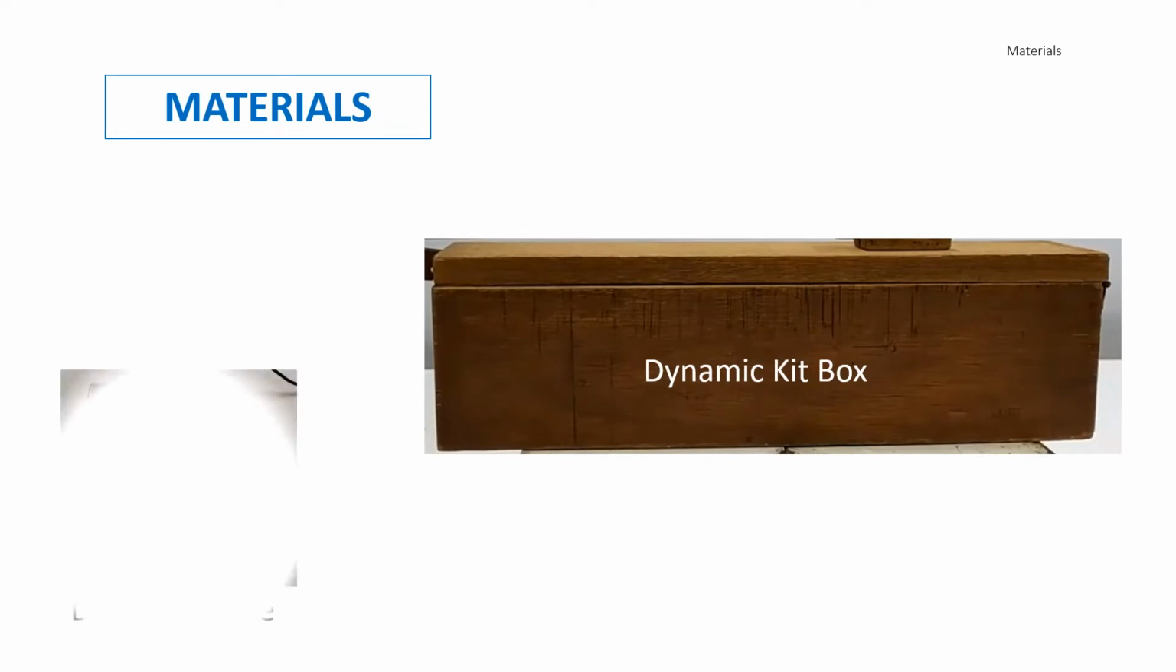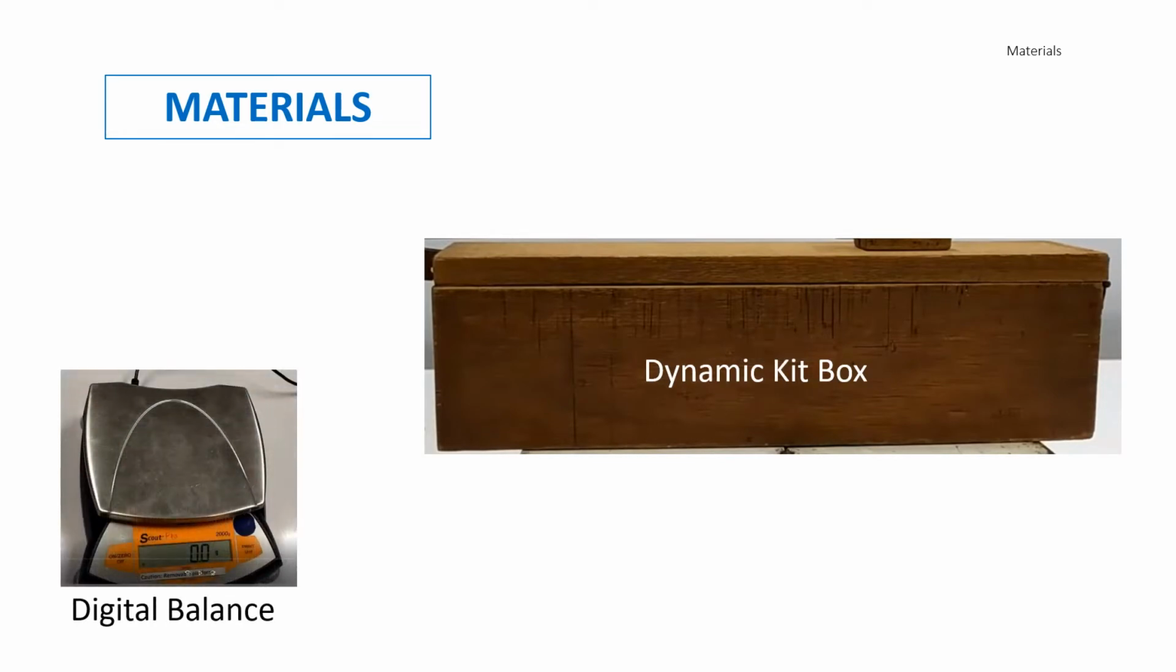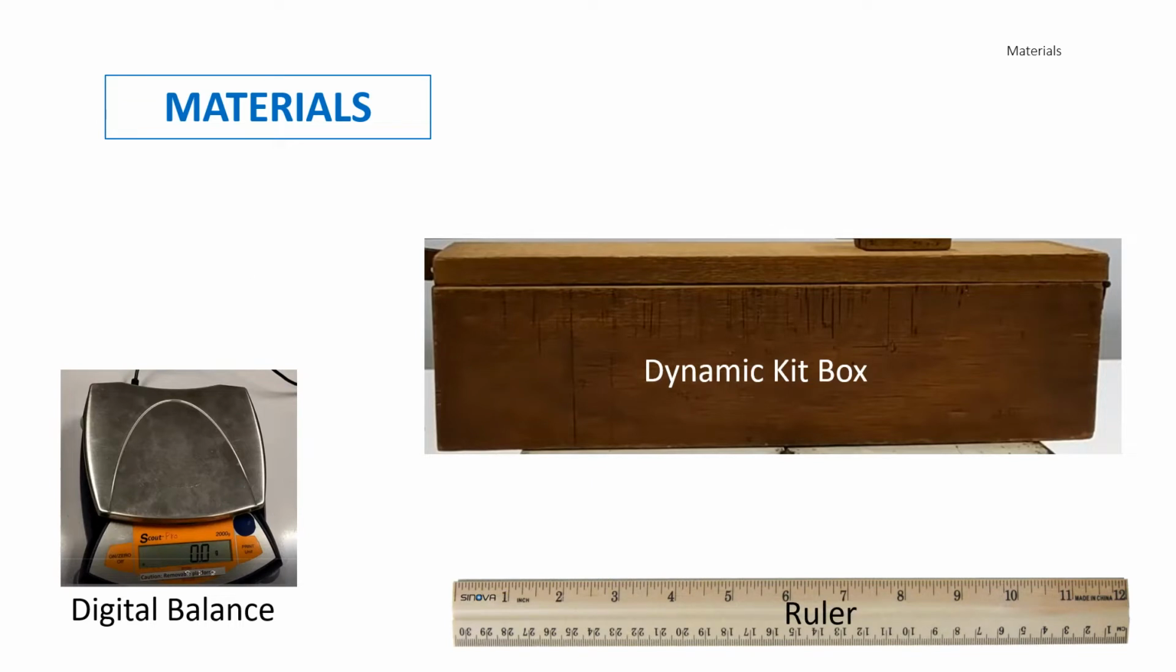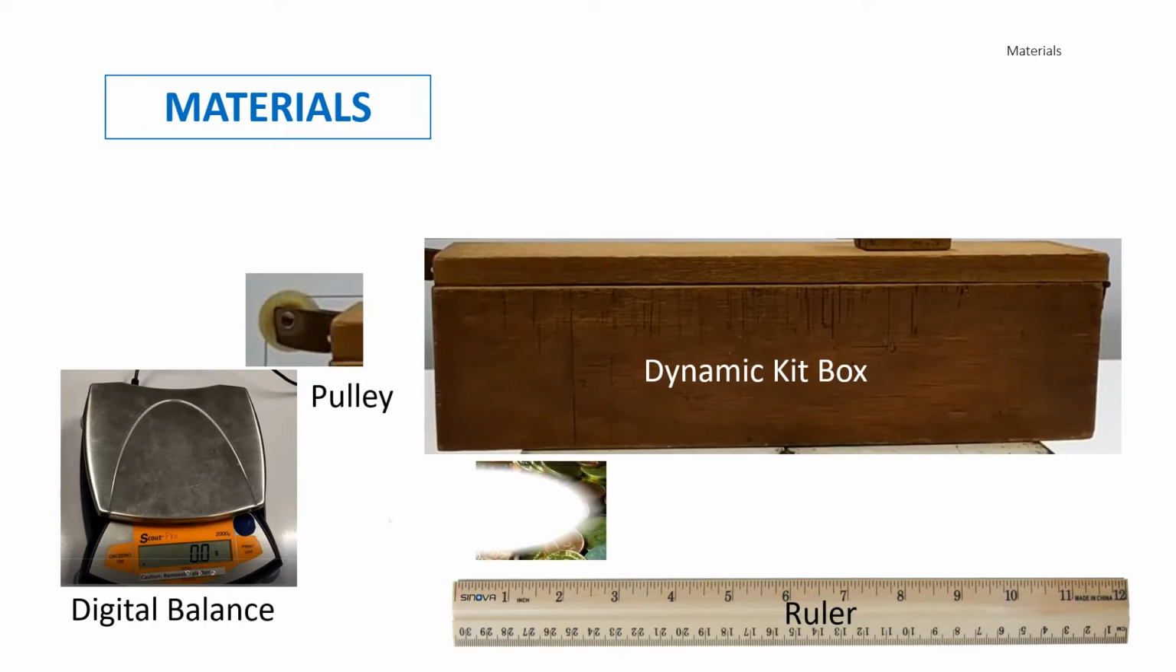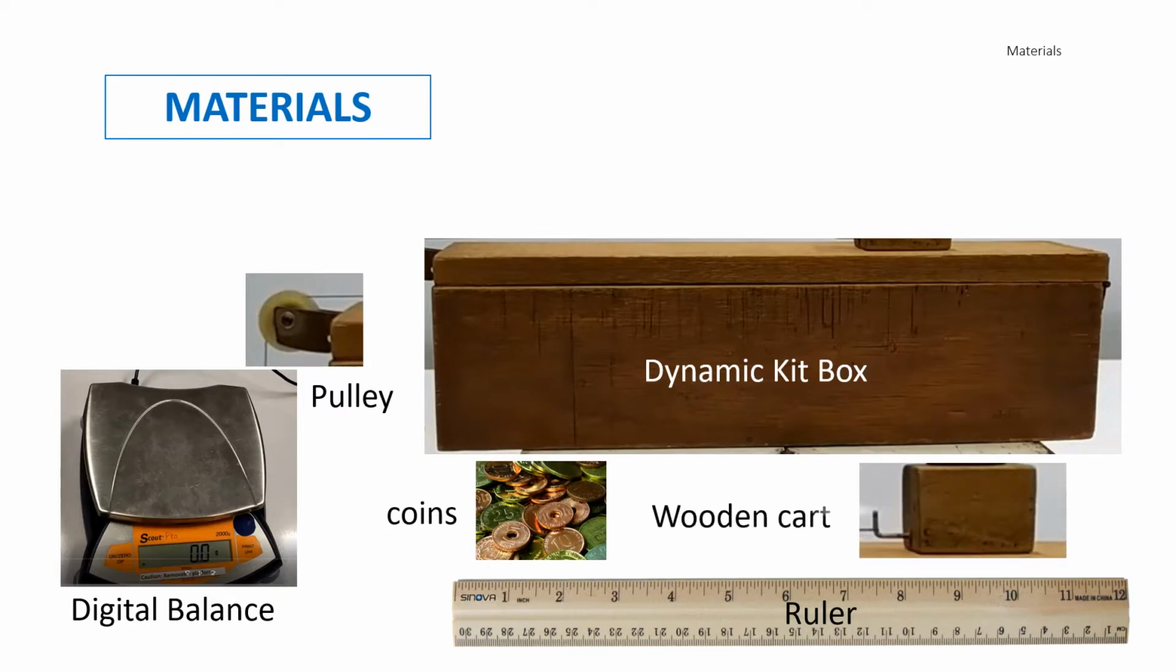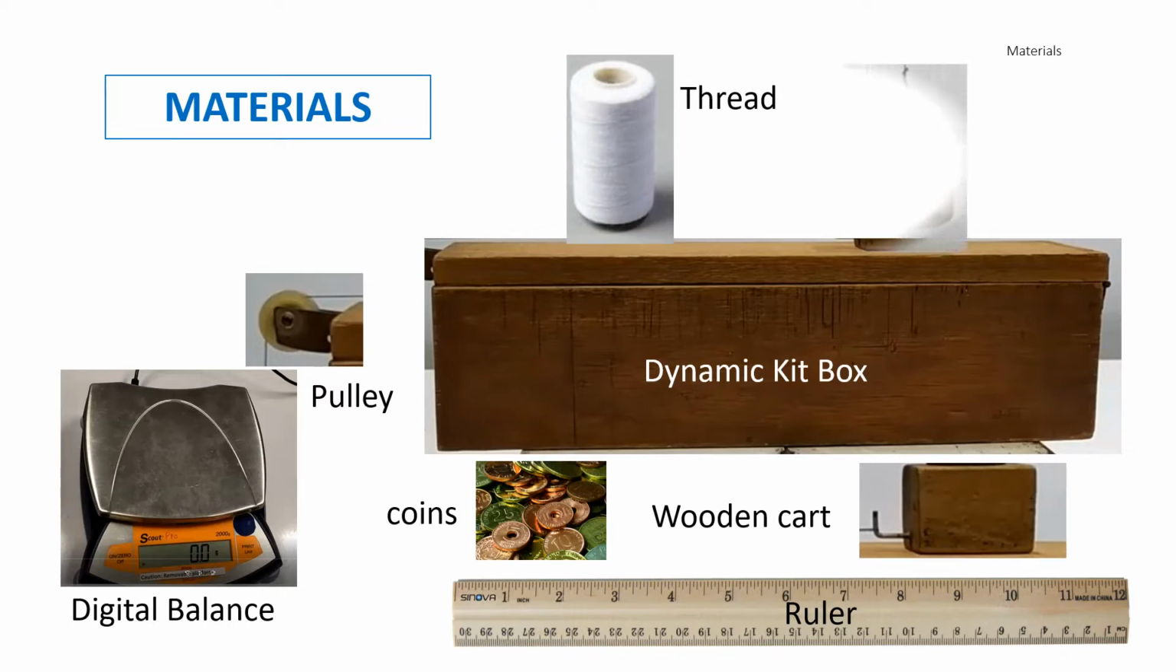the dynamic kit stand, the digital balance, a ruler, a pulley, coins, wooden cart, thread, and the weighing pan.